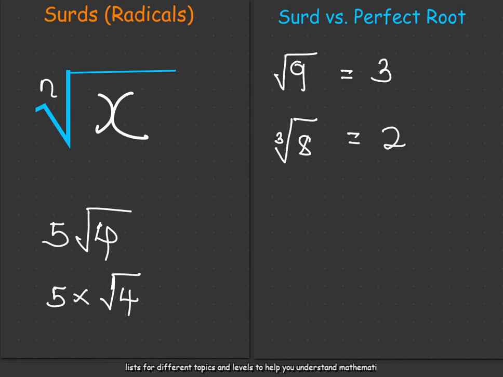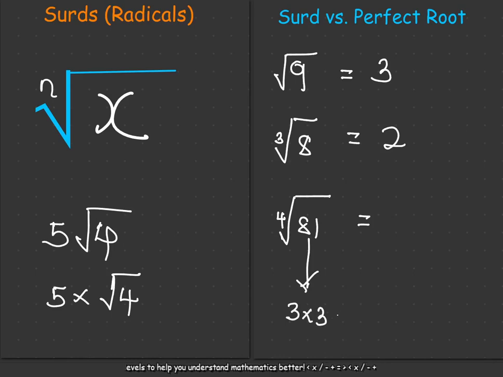And what of the fourth root of 81? It means what number multiplies itself 4 times to give us 81? We have 3 times 3 times 3 times 3. 3 times 3 gives us a 9. 9 times 3 gives us a 27. And 27 times 3 gives us an 81. So we can say that the number that multiplies itself 4 times to give us 81 is what?